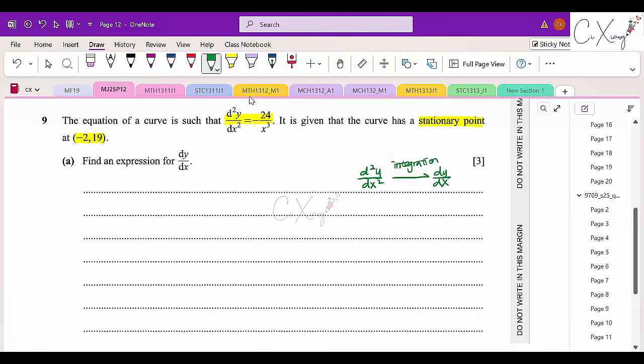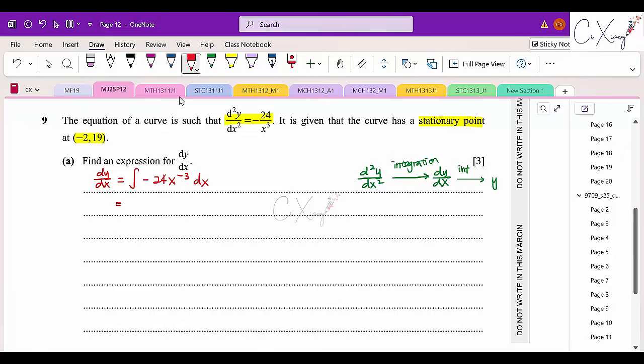Then the same thing happens if I want to go back to the equation of y, we also have to apply integration. Okay, so let us start. We are having the dy/dx. To get the dy/dx, I have to integrate d²y/dx², which is -24 x^(-3).